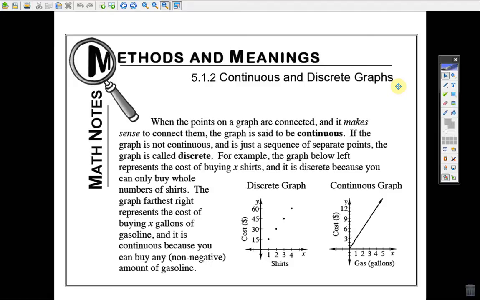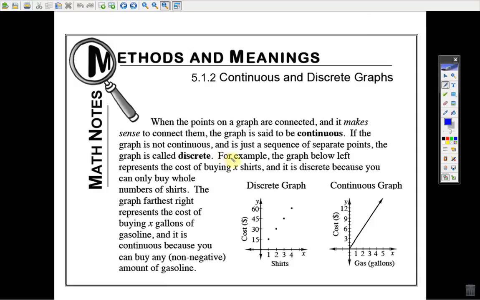We're in section 5.1.2 and we're going to be talking about continuous and discrete graphs today. This is a topic that comes up periodically when you start talking about statistics in particular in making graphs. Basically it comes down to when the points on the graph are connected and it makes sense to connect them, the graph is said to be continuous. If the graph is not continuous and is just a sequence of separate points, the graph is called discrete.